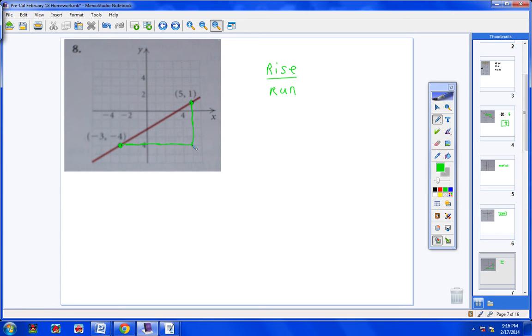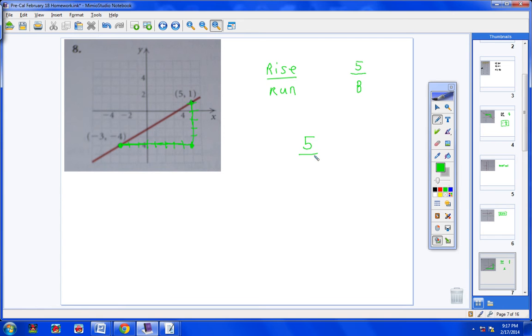And now let's find the rise. Let's count up. So you put your pencil here, and you don't count until you make your first movement. So I put my pencil here. 1, 2, 3, 4, 5. So my rise is 5. Now let's find the run. The run is the length of this line right here. So I put my pencil right here, and I don't count until I make my first movement. So 1, 2, 3, 4, 5, 6, 7, 8. So the run is 8. So the slope is 5/8.